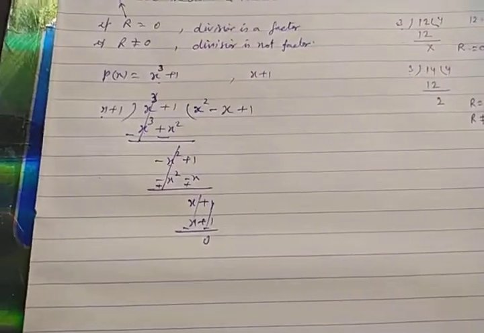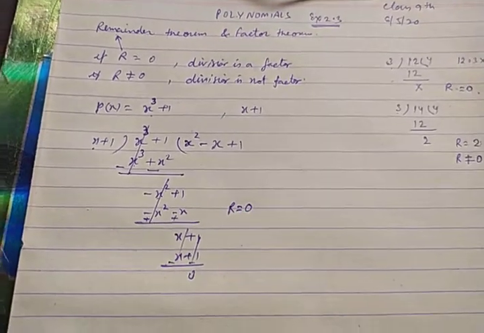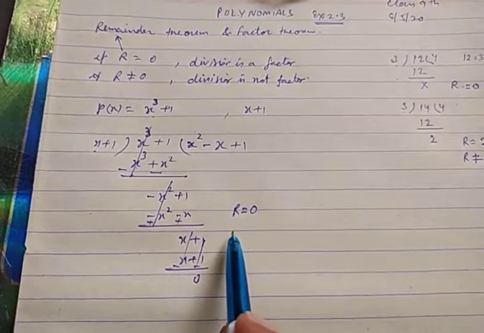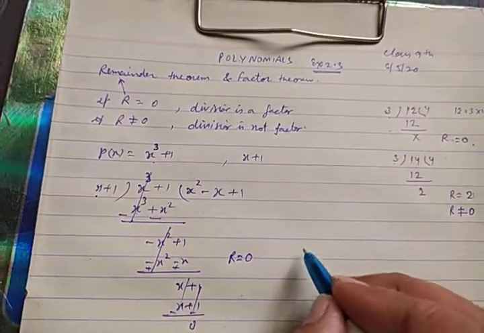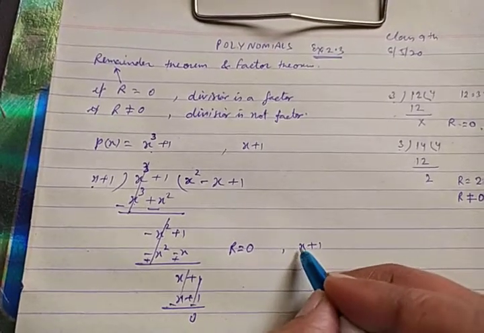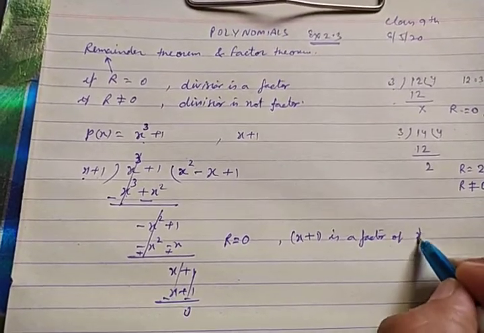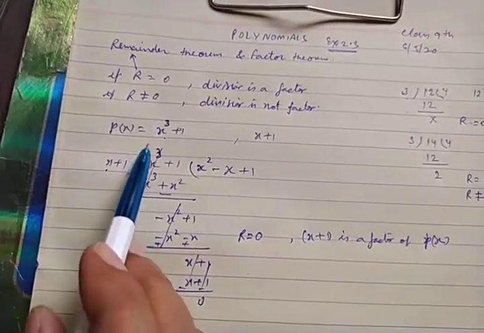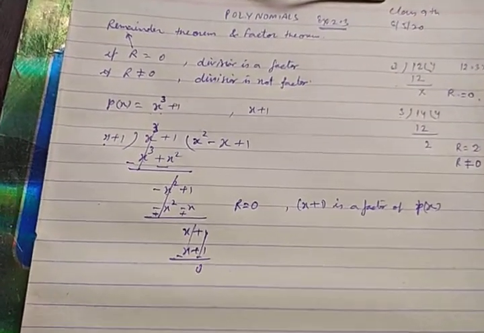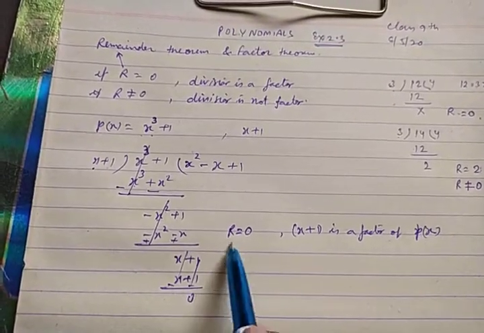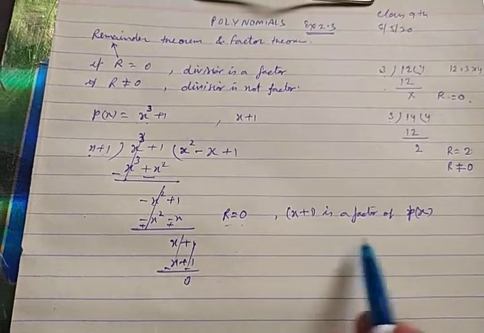What you are observing here is that in this case also remainder is 0, means x plus 1 is a factor of this one, or you can say x plus 1 is a factor of p(x). Rather than writing x cube plus 1, you can simply write p(x). You are saying this because the remainder has come to 0. Suppose remainder would have been any finite value except 0, then you couldn't say this statement.